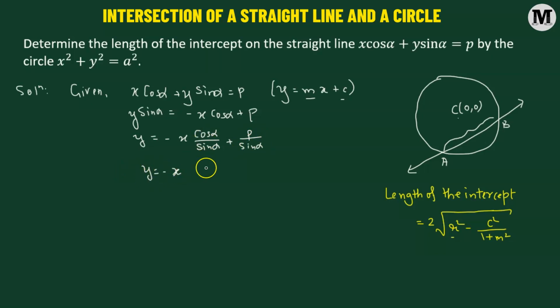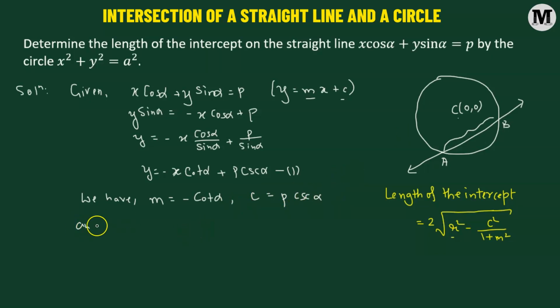So we have y equals negative x times the ratio cosine over sine, which is nothing but the cotangent function. We have cotangent of alpha, plus p. We know the reciprocal of the sine function is the cosecant function, so we get p times cosecant alpha. We're going to label this as equation number 1. From here, if we compare with y equals mx plus c, we have the slope given by negative cotangent of alpha, and the y-intercept c is p times cosecant alpha.